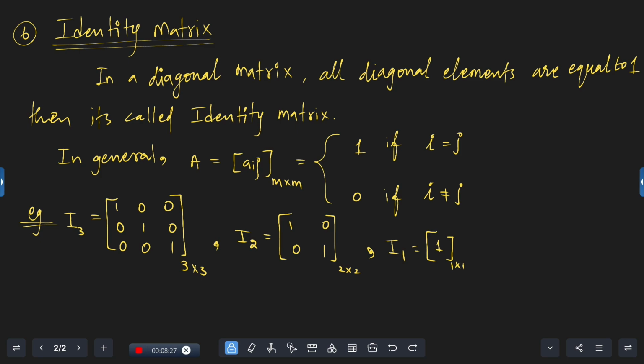Okay? Right. Next, seventh one, zero matrix. Zero matrix, I already told you. Do you remember in the last video what I said? Zero matrix means what? Very good. All the elements will be equal to 0. Then it's called a zero matrix.